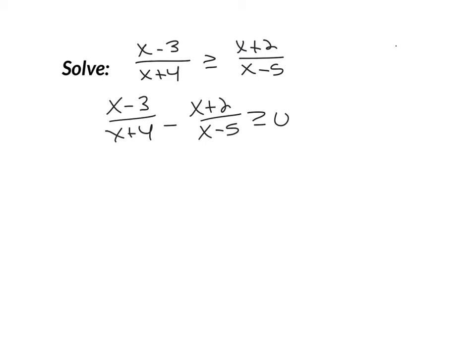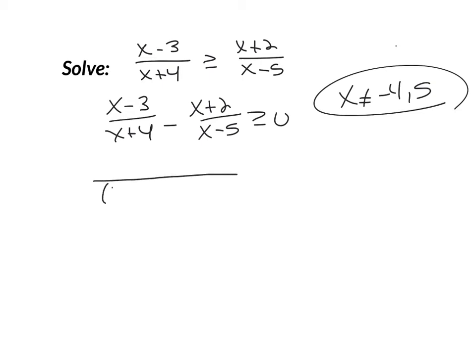Now, I already know two critical values because I already know two things that would make my denominator be 0. So I know x cannot equal negative 4 or 5. So there's my first two critical values. And then to solve that, act like it's an equation, I'm going to subtract those two. But when I do that, really I'm just finding an LCD.